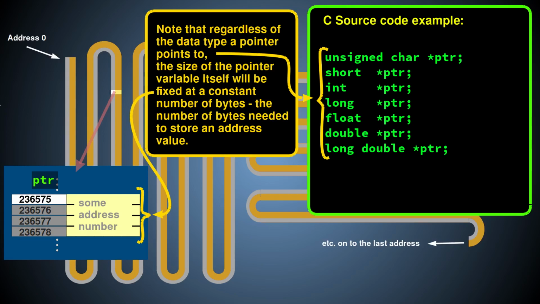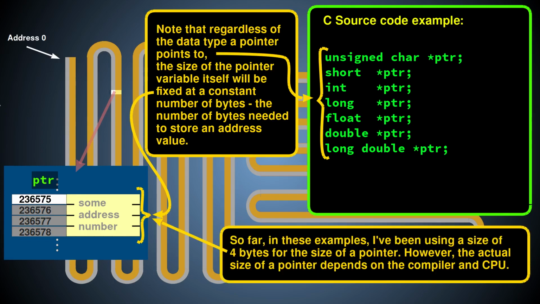So how many bytes does it take to store such an address number? The answer to that question is implementation defined. The compiler will decide, based on the CPU it is compiling the machine code to be run on, how many bytes are needed to be able to store any possible address value that that particular processor type can handle, and that will be the number of bytes allocated to the pointer variable.